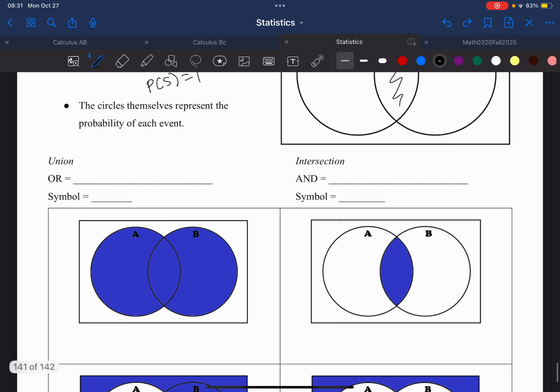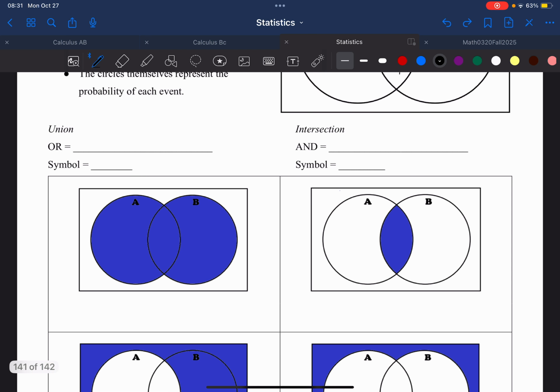Okay, now let's talk about the symbols union and intersection. So union means or. You should be familiar with the union symbol when you talked about domain and range in Algebra 2. When you said, okay, the domain is negative infinity to 9, union 9 to infinity, which means it was everything except the number 9. But it meant that you take both of those intervals and combine them together. So it's the probability that either or occurs.